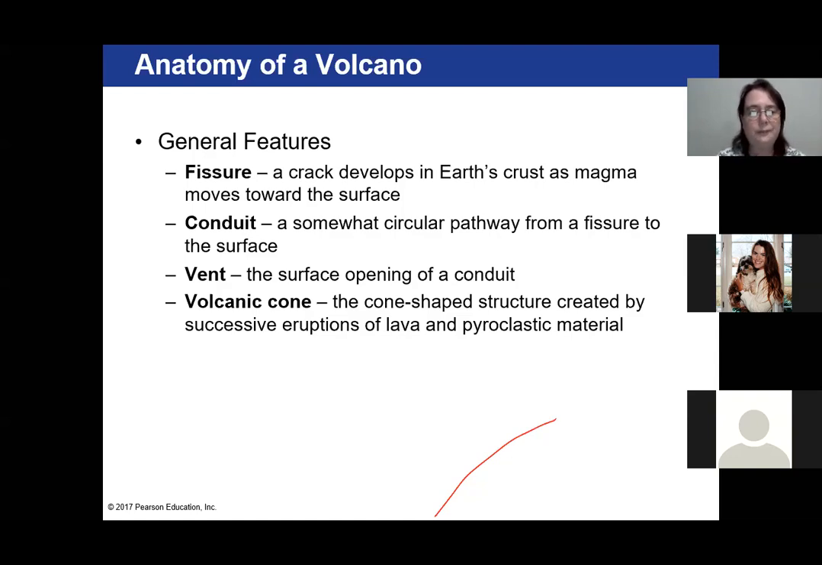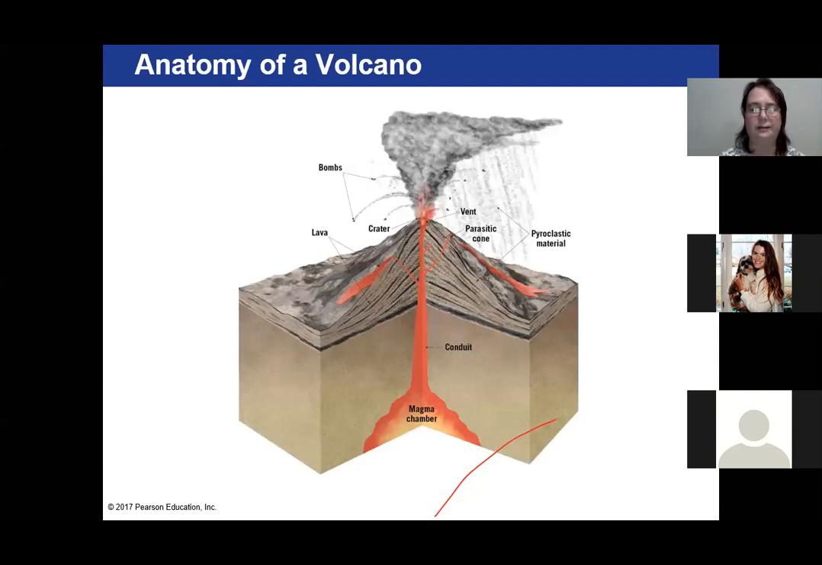But a conduit is basically a tube that goes up to the surface. So a fissure can also be a crack deep down, and it can come up to the surface. A vent is the opening at the top, and then the cone is the structure created by the material erupting from the volcano.